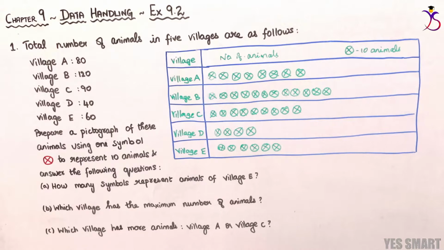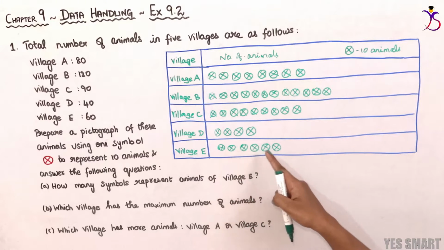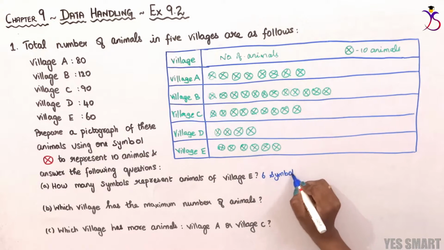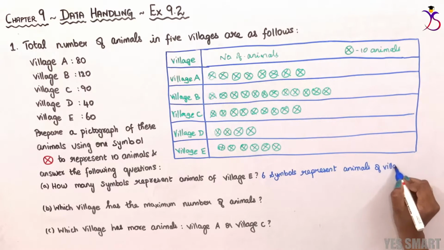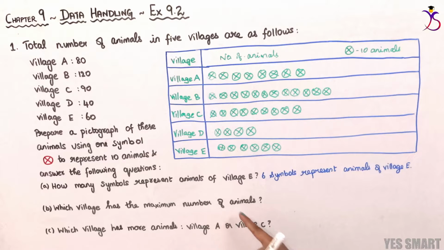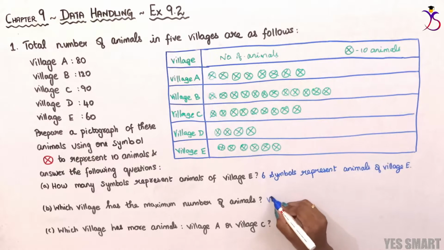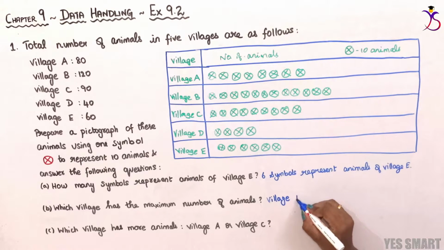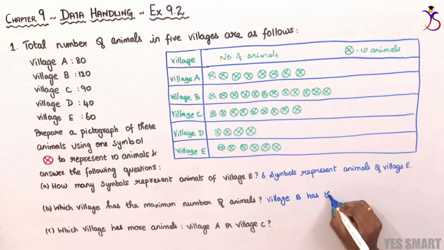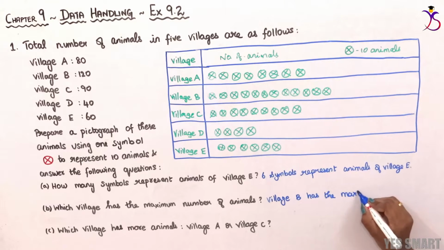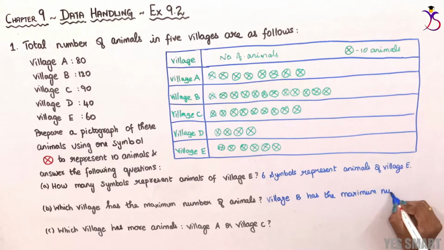How many symbols represent animals of village E? How many symbols have we drawn in village E to represent the number of animals? It has 6 symbols. Therefore, the answer is 6 because 1, 2, 3, 4, 5, 6. Which village has the maximum number of animals? Looking at the values given in the question, 120 is highest. Similarly, looking at the number of symbols drawn across each village, village B has the most symbols. Therefore, village B has the maximum number of animals.